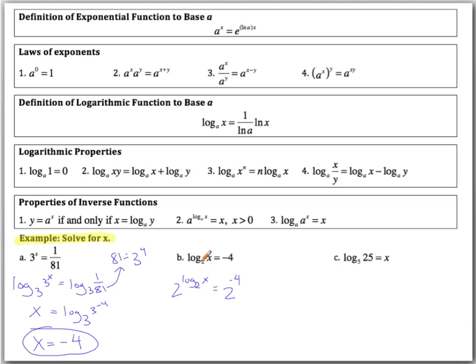Okay, so if you ever want to get rid of the log base, take that base and raise it to that power. So here, the 2 to the log base 2 of x turns into x, and here we have 2 to the negative 4th, which is 1 over 2 to the 4th, which is 1 over 16.